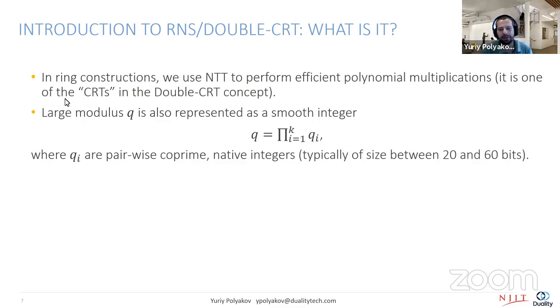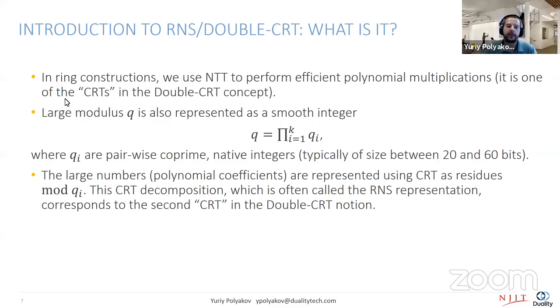And in addition to being coprime, very often we choose those moduli to actually be the primes satisfying special NTT properties. And then these large numbers, or you can think of them as polynomial coefficients, are represented using CRT as residues mod Q_i. So the Q_i are the small moduli. And this CRT decomposition, which is often called RNS, so that's what the term RNS refers to, is the second CRT in the double CRT notion. So this is where that name comes from.